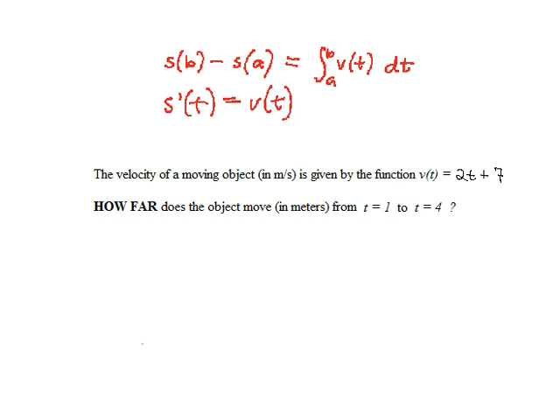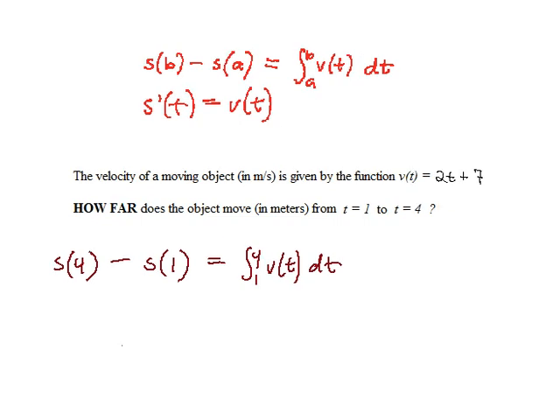If we had the position function, this would be a piece of cake. It would just be s of 4 minus s of 1. Instead, we have a velocity function. So this process will involve anti-differentiation of some sort. More specifically, we are going to integrate the velocity function, v of t, with respect to t, over the interval 1 to 4. This process requires the antiderivative of v of t, 2t plus 7. So what we're really doing is integrating 2t plus 7 with respect to t.